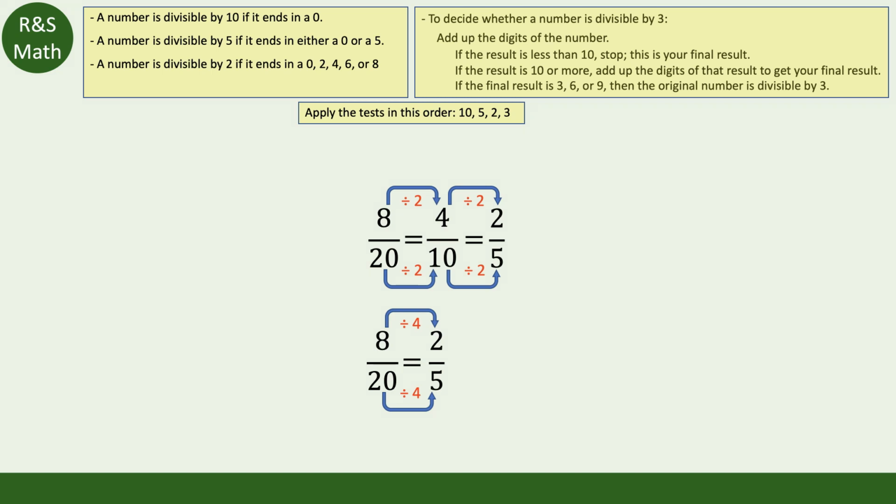When you want to simplify a fraction, it is always worth looking at both the numerator and denominator to see if you can find a number that divides evenly into both. If you don't notice any, then use the divisibility tests. Let's look at another example.